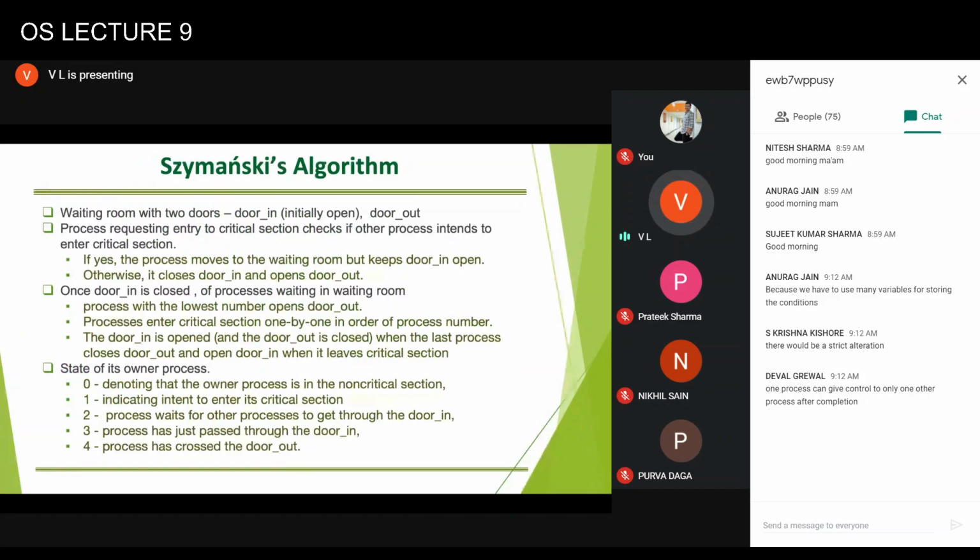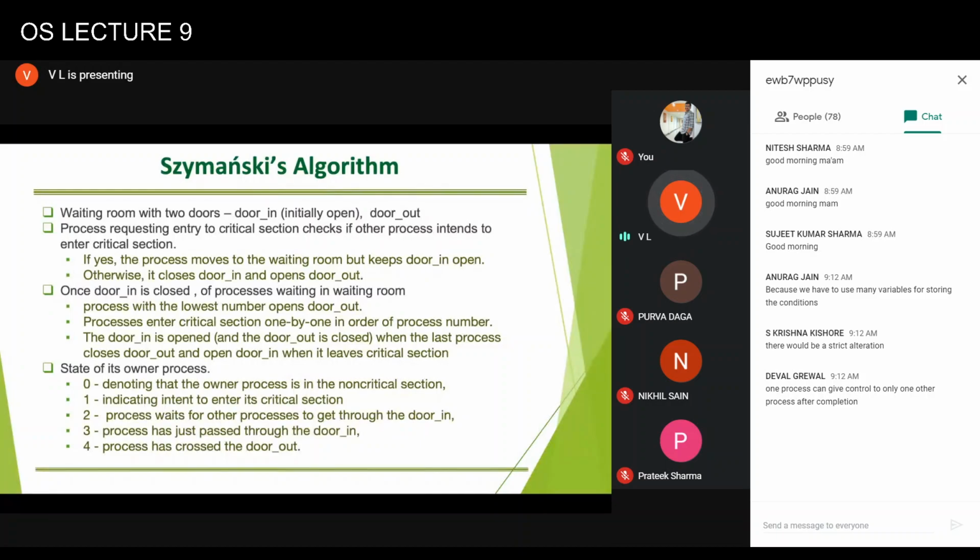The second algorithm is the Szymanski algorithm. Basically, this algorithm works on the concept of a waiting room. This waiting room has 2 doors, one to enter the waiting room and one to exit the waiting room. The idea is that all the processes which want to enter the critical section should enter the waiting room.